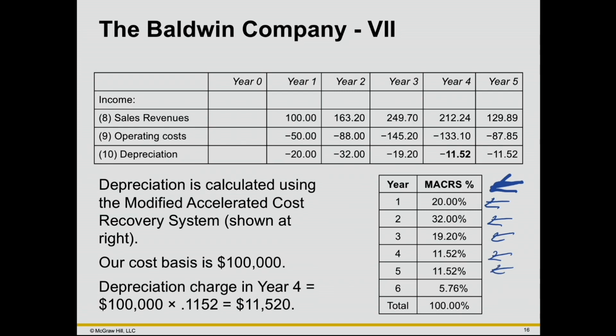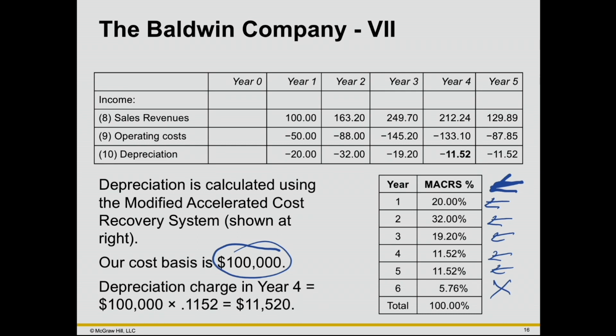And within this particular maker's schedule, there's actually a 6th year. But since our project ends in 5 years, we don't use that 6th year. That's why the basis on our bowling ball machine is not 0 when we go to sell it for salvage. Our cost basis is $100,000.